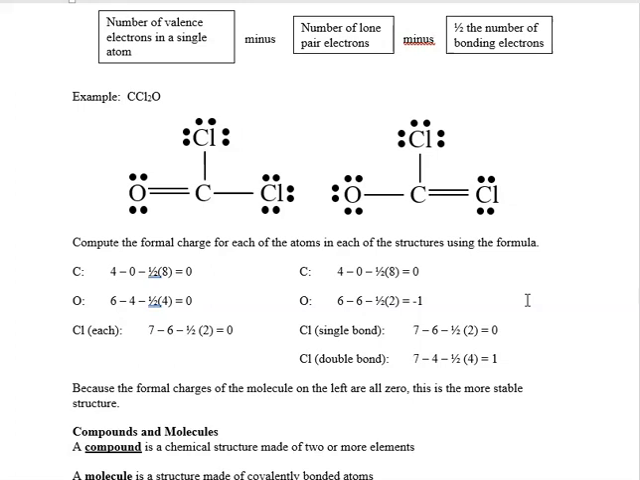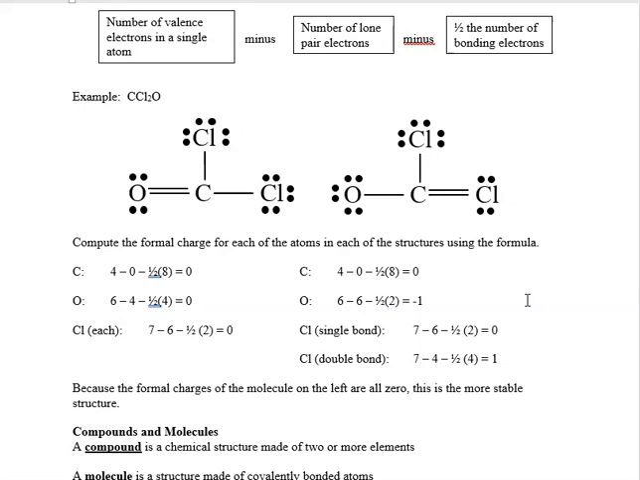Now, oxygen. Okay, so oxygen has a total of 6 valence electrons. Before it's even bonded with anything, it has 6 valence electrons. You subtract the number of lone pair electrons, so you can see that oxygen has 4 lone pair electrons there, the one on the left, and then half of the bonding electrons. So the bonding electrons between oxygen and carbon, there's 2 lines. That means there's 4 bonding electrons. So you take half that number, that's 2. So 6 minus 4 minus 2 equals 0. So far we have 0 and 0.